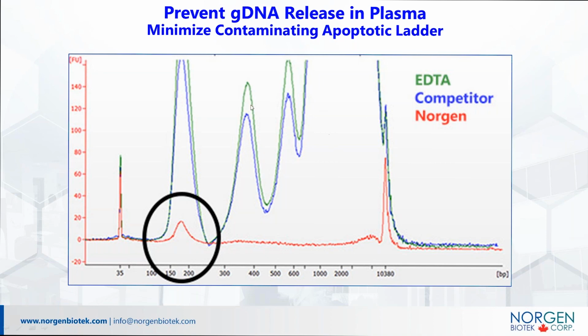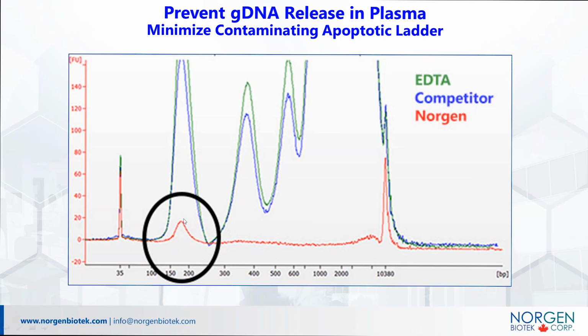So this is considered contamination. This is considered genomic DNA release in plasma. This is considered inefficient, or as we call it, contaminated plasma genomic DNA. It hides the circulating tumor DNA that is going to be present in very low amounts, or going to be hiding our cell-free DNA.